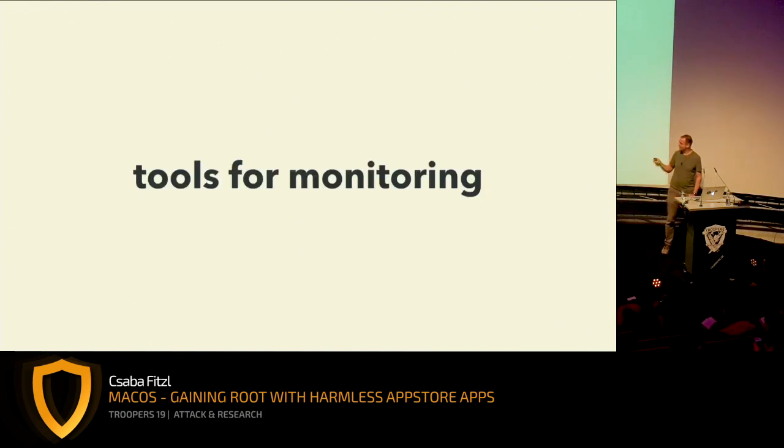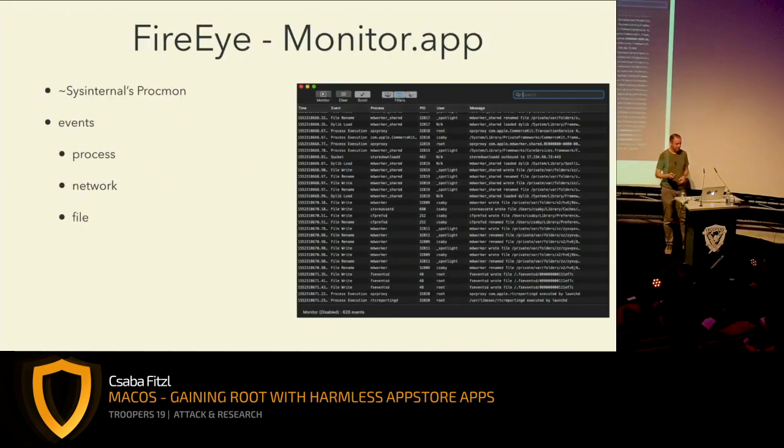So before I start the details, a couple of tools you can use for monitoring processes and find possible issues. One of them is FireEye Monitor app. It's a free tool. You can download it from their website. It's kind of the sysinternals Procmon for macOS. Not exactly, but a bit similar. You will have process, network, and file events. It's pretty good. You can save the results. You can open them.